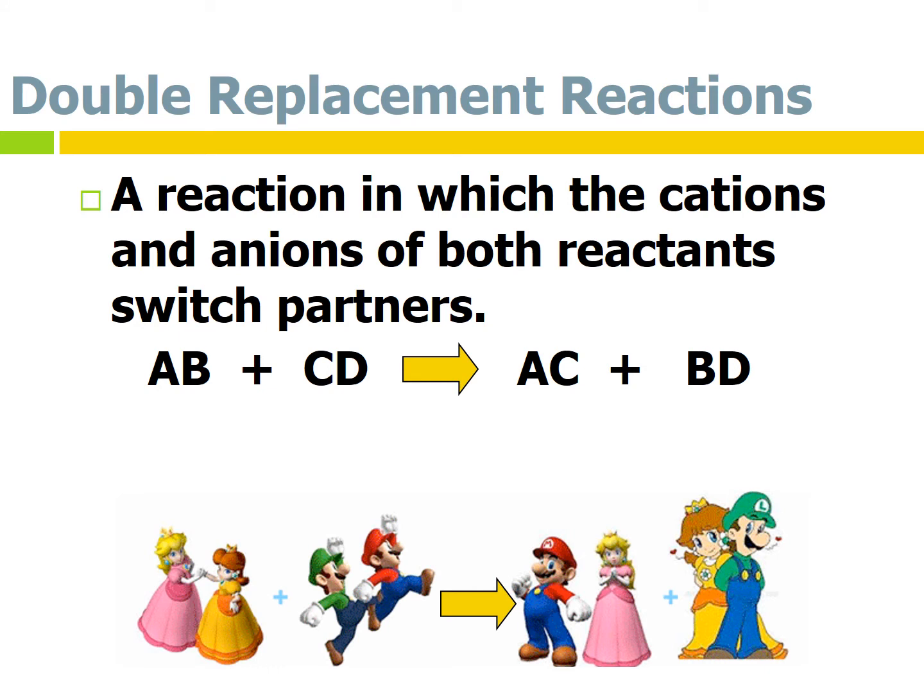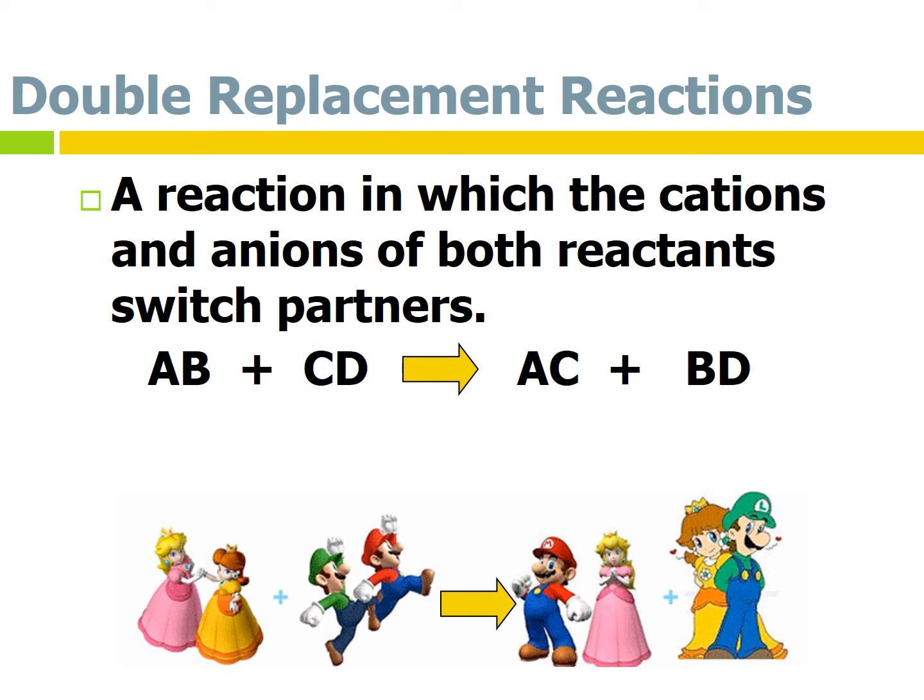The next type is a double replacement reaction, and this is where the cations, or those positively charged ions, and the anions, the negatively charged ions, are going to switch partners. So you have to have 2 compounds here in these types of reactions. So in this case, for the generic equation, we have compound AB plus compound CD, and they're going to switch partners. So now I have AC bonded together and BD bonded together.